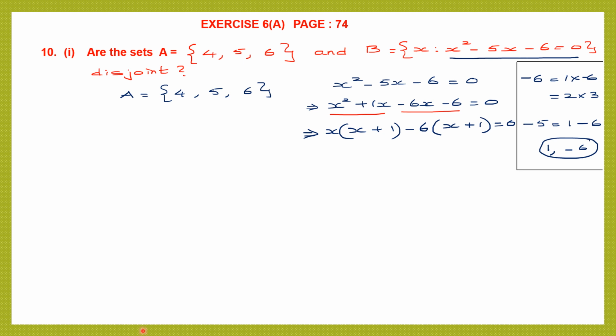Now let's look at both sides. Now here I have x plus 1. This side also I have x plus 1. So let's take that out first. So I have x plus 1. That's common. And I also have x minus 6.